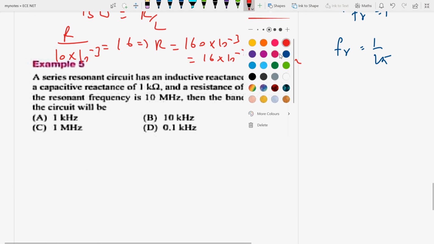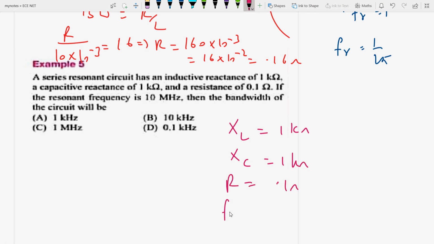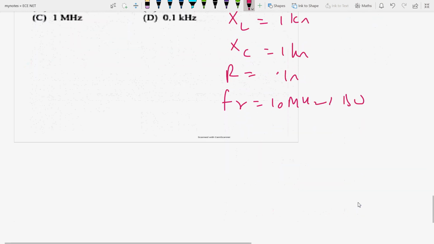Okay, now the last question is the fifth question. You have been given inductive reactance 1 kilo ohm, capacitive reactance 1 kilo ohm, resistance equal to 0.1 ohm and resonant frequency equal to 10 megahertz. So you have been asked the bandwidth of the circuit. As you can see, this is related to the series resonant circuit.